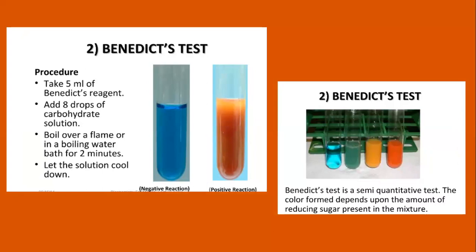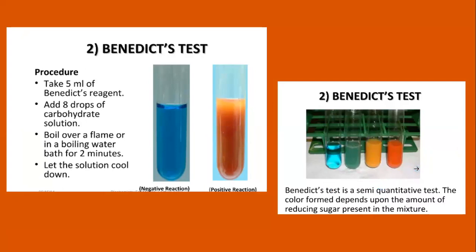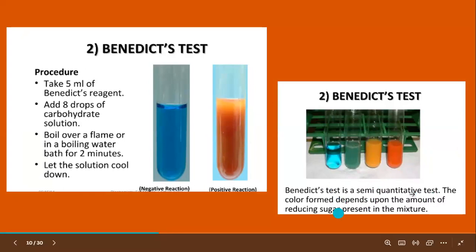So here you see, you're taking a Benedict's reagent and adding some carbohydrate solution to it. You can boil over a flame and then let it rest. And you see there is a positive reaction. Now this is a semi-quantitative test. Why? You will know how much, the color change depends on the amount of reducing sugar present.